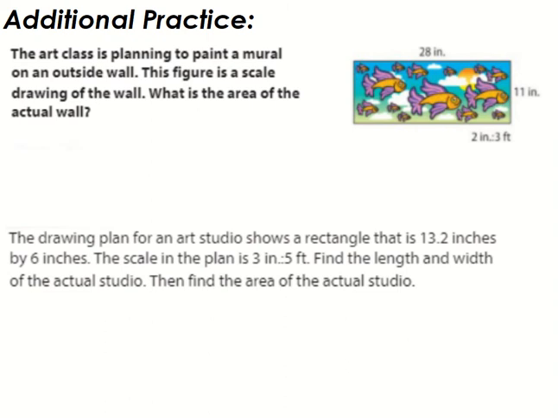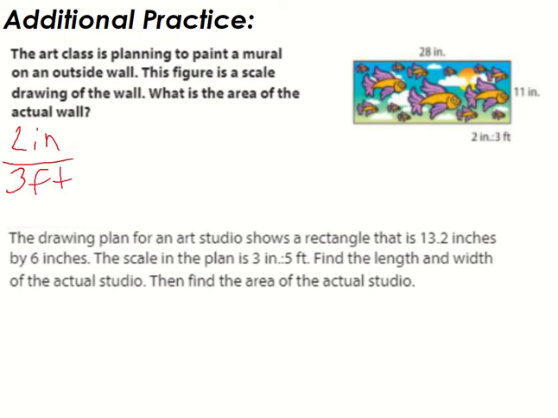All right, so the art class is planning to paint a mural on the outside wall. The figure is a scale, so this is the replica. What is the area of the actual wall? So the first thing we have to do is find the measurements of the actual wall, right? So here's our scale right here. Okay, there's our scale. So 2 inches for every 3 feet.